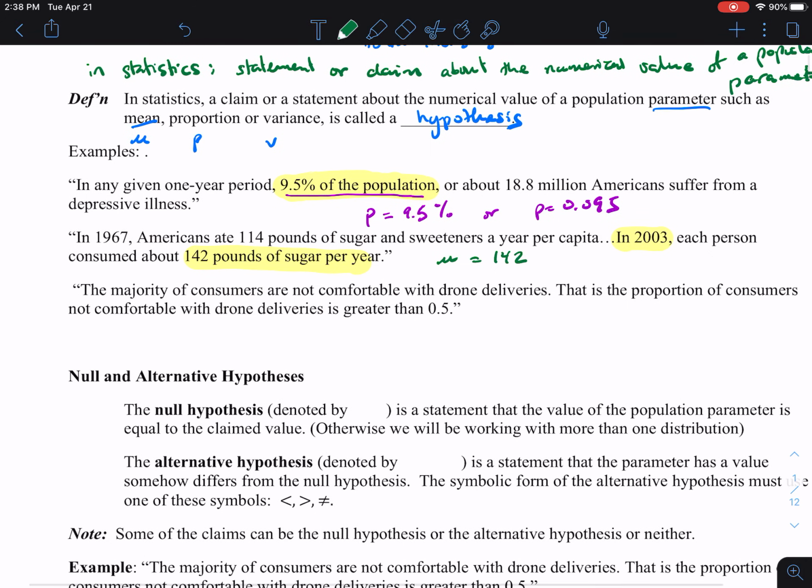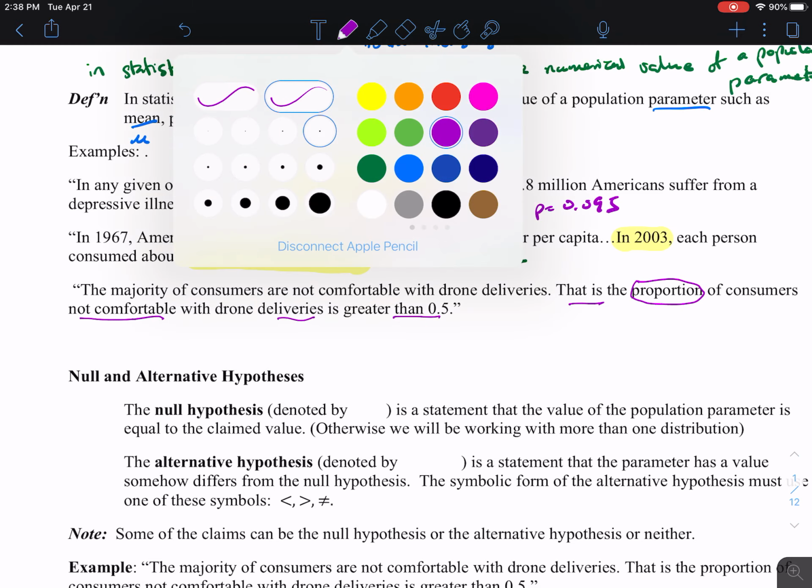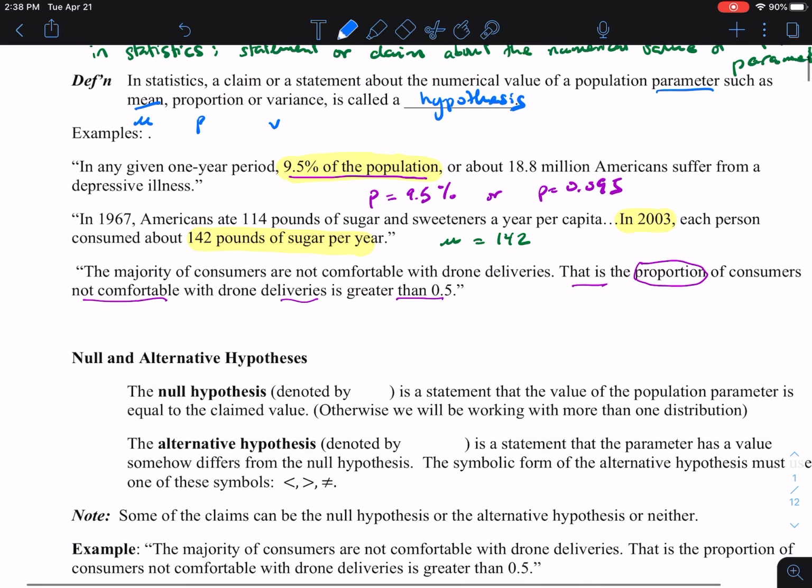The third example is sometimes not as obvious, and doesn't really mention a number at all. It just vaguely describes or states it. They say that the majority of consumers are not comfortable with drone deliveries. That is a proportion: they're saying that p, the proportion of consumers not comfortable with drone deliveries, is greater than 0.5. You do have to simplify this a little further so that it becomes a mathematical statement, and that's what we need in this class: translate all these words into a mathematical statement, and then we can proceed with a formal procedure of hypothesis testing.